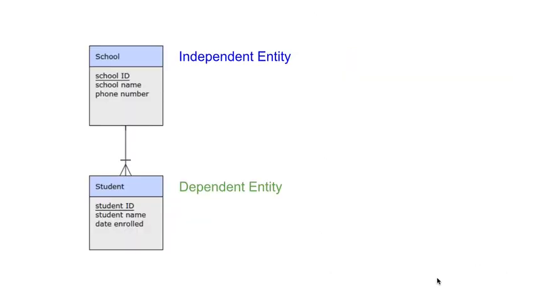First, recall that a dependent entity has one identifying link and at least one identifying attribute. Student here is an example of a dependent entity. It depends on school, which is called an independent entity because all of its identifying descriptors are attributes. In this case, only one, the school ID. School has no identifying links. School does not depend on any other entity to identify its instances.